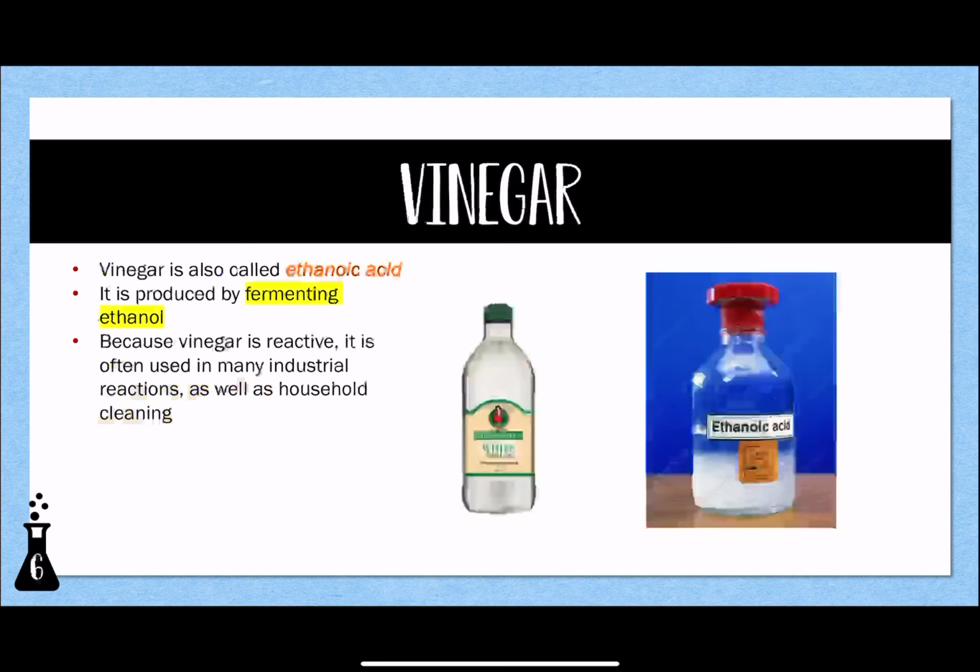Another example of an acid is vinegar, and it's also called ethanoic acid. And so vinegar is produced by fermenting ethanol, so ethanol is alcohol. And because vinegar is reactive, it's used in many industrial reactions, and we also sometimes see vinegar used as a household cleaner, okay? Now, when I say the term reactive, what I'm referring to is the tendency of this substance, the vinegar, to undergo a chemical reaction, either by itself or with other materials, and this causes a release in energy.